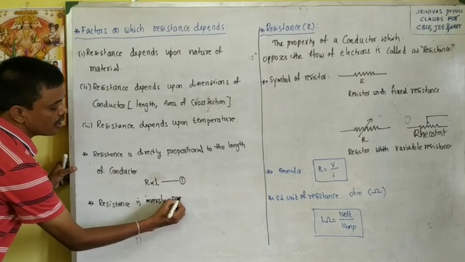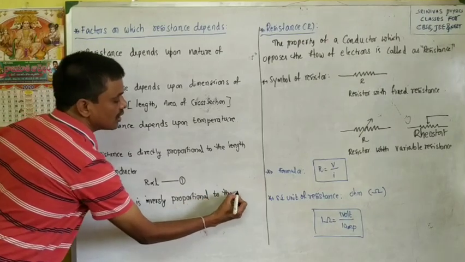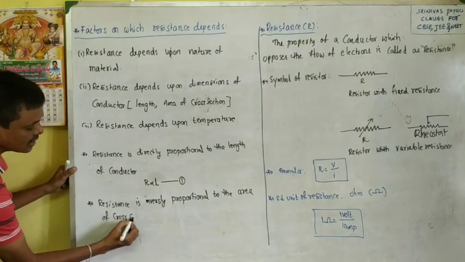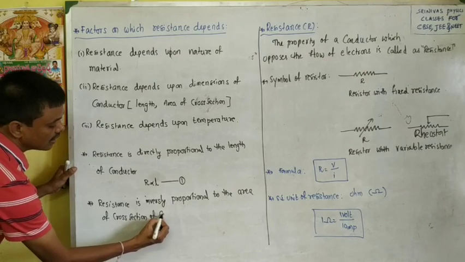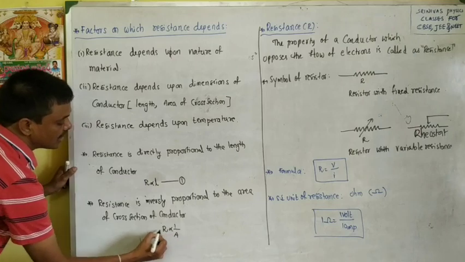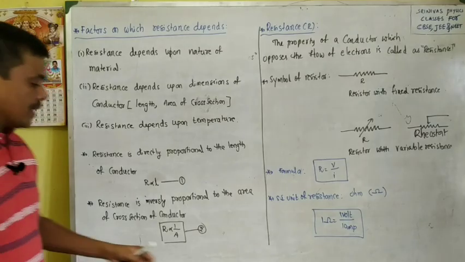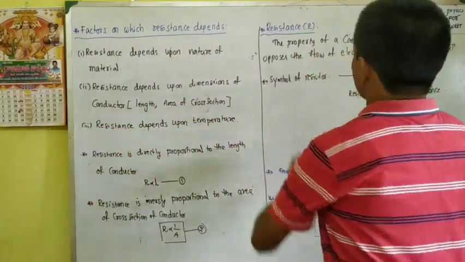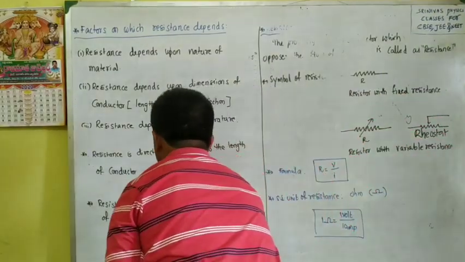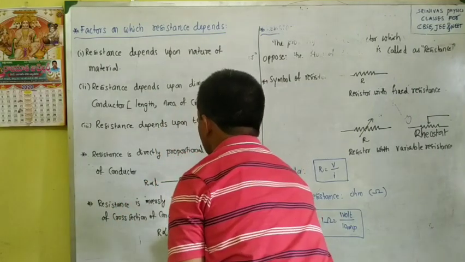And resistance is inversely proportional to the area of cross section of the conductor. That means resistance is inversely proportional to area of cross section, so we write R proportional to 1 by A. This is equation 2. Then we will combine equation 1 and equation 2.